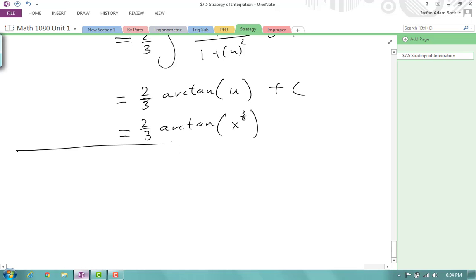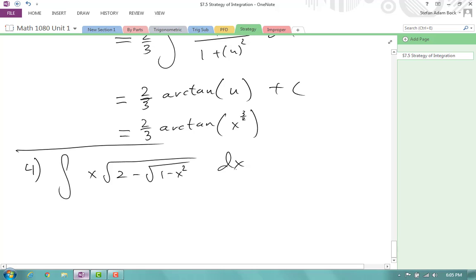Let's try another one. Number 4. This one looks pretty crazy. I have this integral of x times the square root of 2 minus the square root of 1 minus x squared dx. Which looks wonderful, right? I have a square root inside of a square root. There's no way I can pull this off.